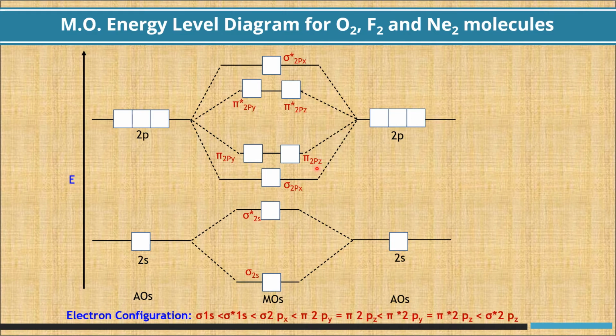So the electronic configuration of this system can be generally explained as sigma 1s less than sigma star 1s less than sigma 2px less than pi 2py equal to pi 2pz less than pi star 2py equal to pi star 2pz less than sigma star 2px. Here pi 2py and pi 2pz have the equal value, that means these are degenerate orbitals. Similarly, pi star 2py is equal to pi star 2pz, therefore these are degenerate orbitals. The energy of these orbitals is the same.